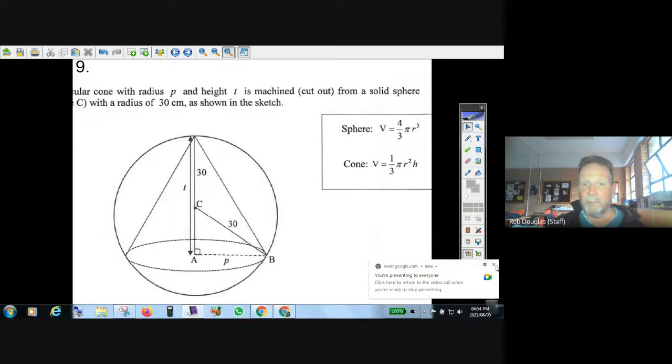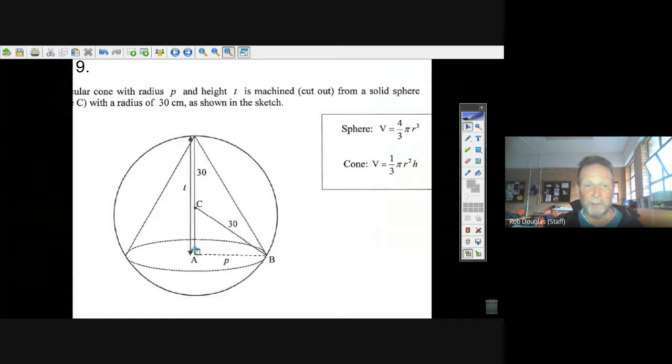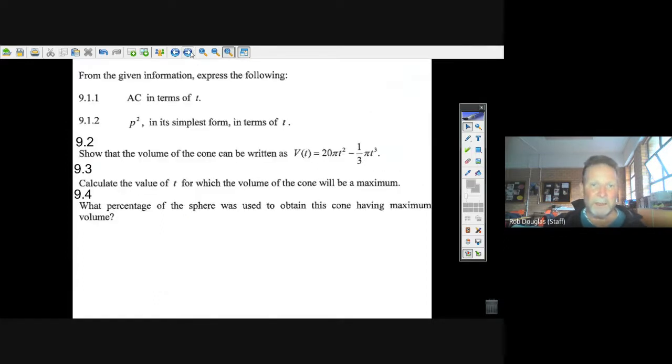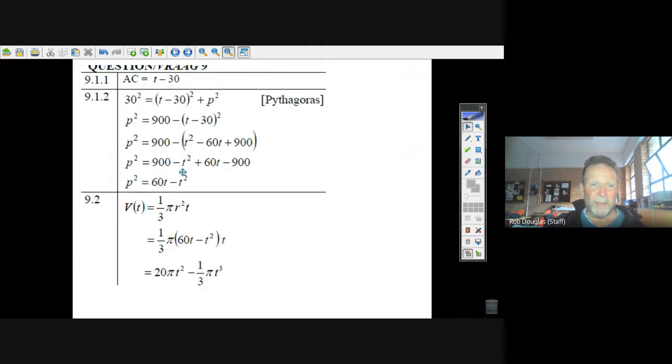Okay, we're back here with this sphere. We've done a couple of things here. We figured out P in terms of, first we figured out AC. In terms of T and 30, we went T, take away 30, that's AC. Then we did Pythagoras: (T minus 30) squared plus P squared equals 30 times 30, equals 900. We did all this stuff on it, and we got P squared in terms of T, and then we substituted that in and got a formula for volume.